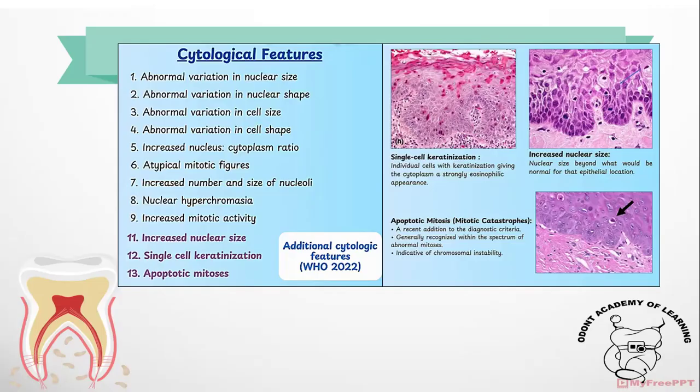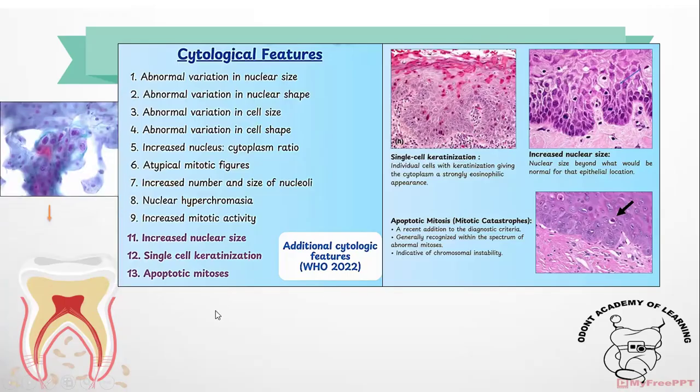It means the cells which are about to die, they start dividing rapidly. That is, apoptotic bodies are there. These apoptotic bodies keep on dividing. That is called apoptotic mitosis. So this is basically a dead cell which keeps on dividing actively. It is basically because of a chromosomal abnormality.